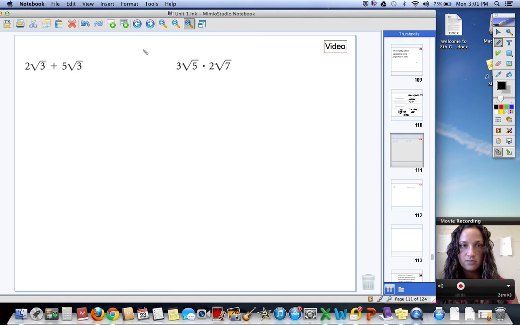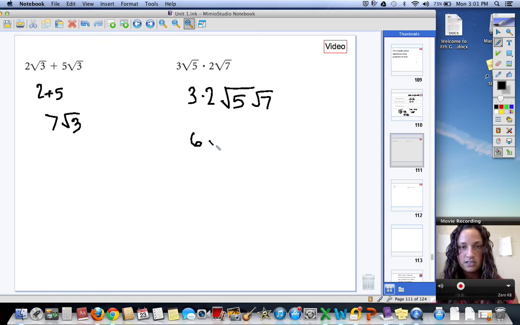So let's actually look at some problems. So here we have addition. My roots are the same, so I can add them. So I do my 2 plus 5. I'm going to get a 7, and this stays my root 3. Here I have multiplication, so I'm going to do my 3 times 2, and then I'm going to have my root 5 times my root 7. So this is going to be 6. I can just multiply them here. So I'm going to have 6 root 35.